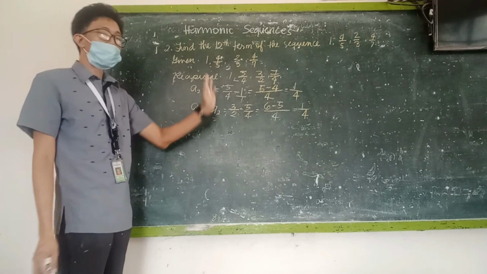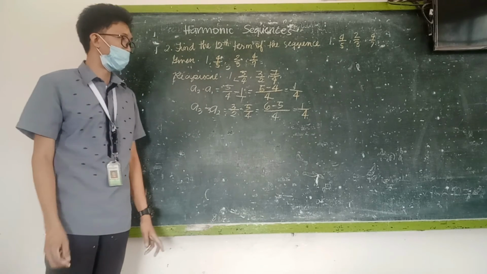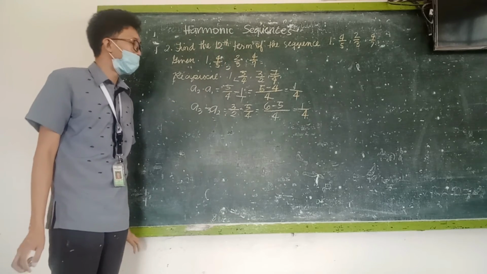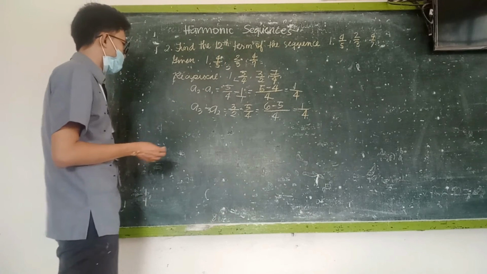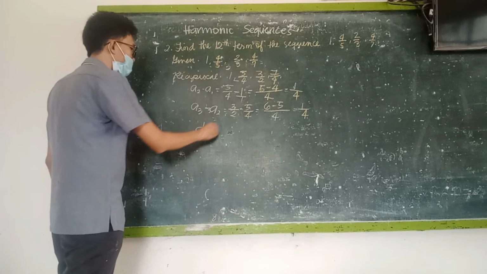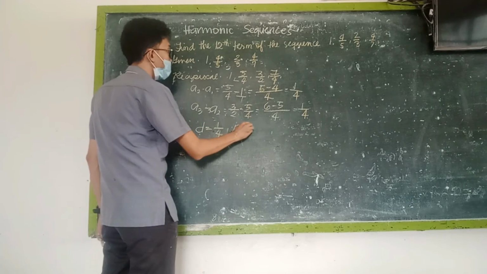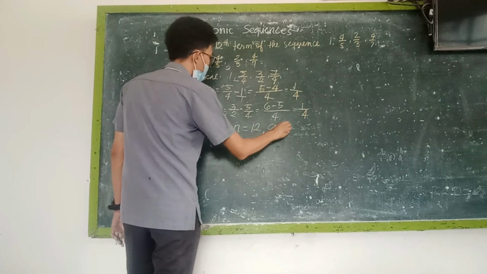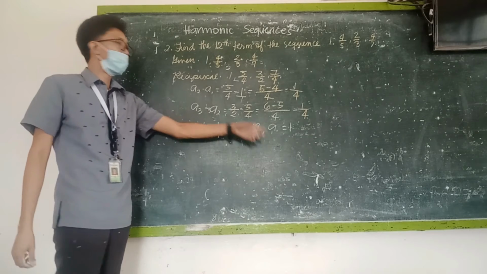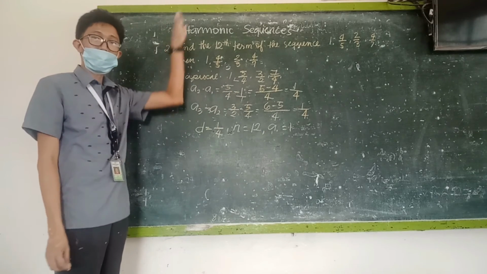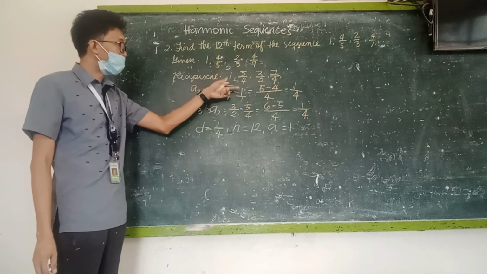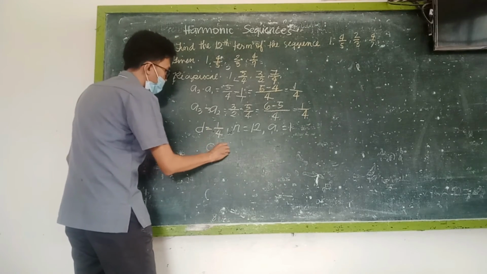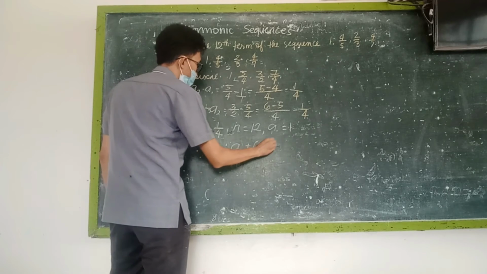Kapag i-minus natin ng 7 over 4 sa 3 halves, we will arrive at the same difference, which is equal to 1 over 4. Therefore, the reciprocal of the given harmonic sequence is an arithmetic sequence. So we can define d as 1 over 4, n is 12, and a sub 1 equal to 1. Mag-base tayo sa a sub 1 natin doon sa reciprocal, hindi doon sa given talaga. Pero nagkataon lang na 1 ito, so 1 over 1, i-reciprocate natin, it's still 1.